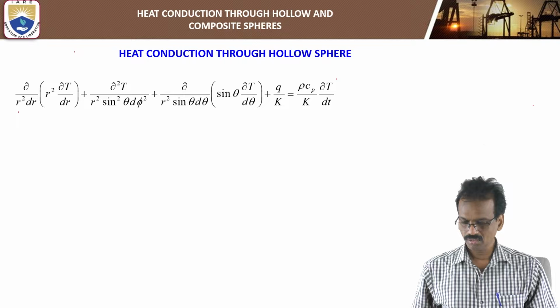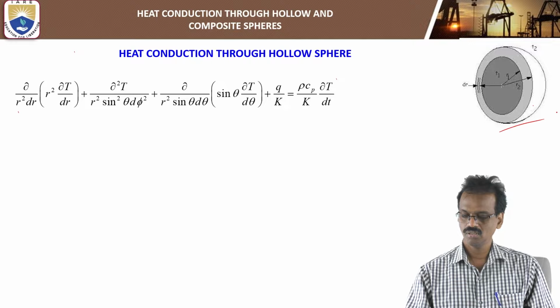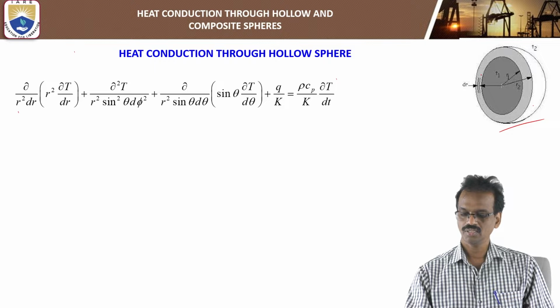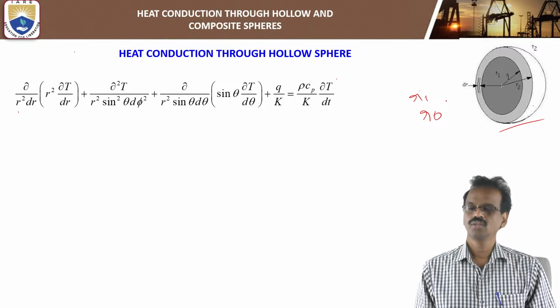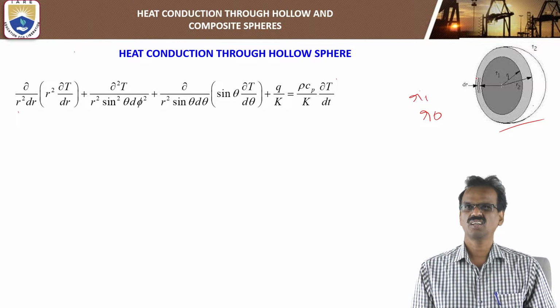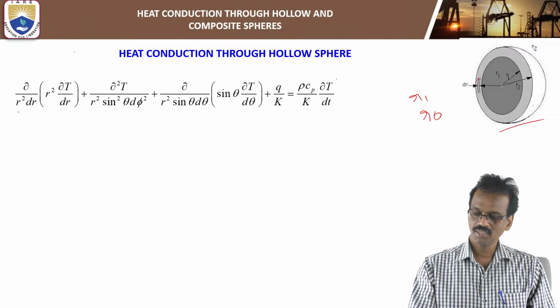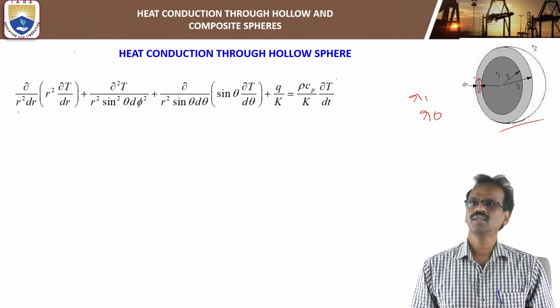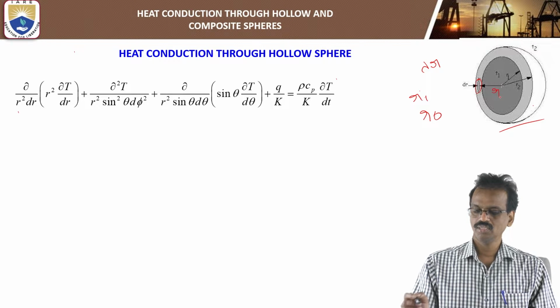First of all, take a small hollow sphere. This is the three-dimensional shape of the hollow sphere. We can see this is the inner radius, Ri, and the outer radius, R naught. For the derivation of the heat transfer rate, take a small elemental area. The thickness of the small elemental area is equal to dr, and the distance from the center point we can take as r.